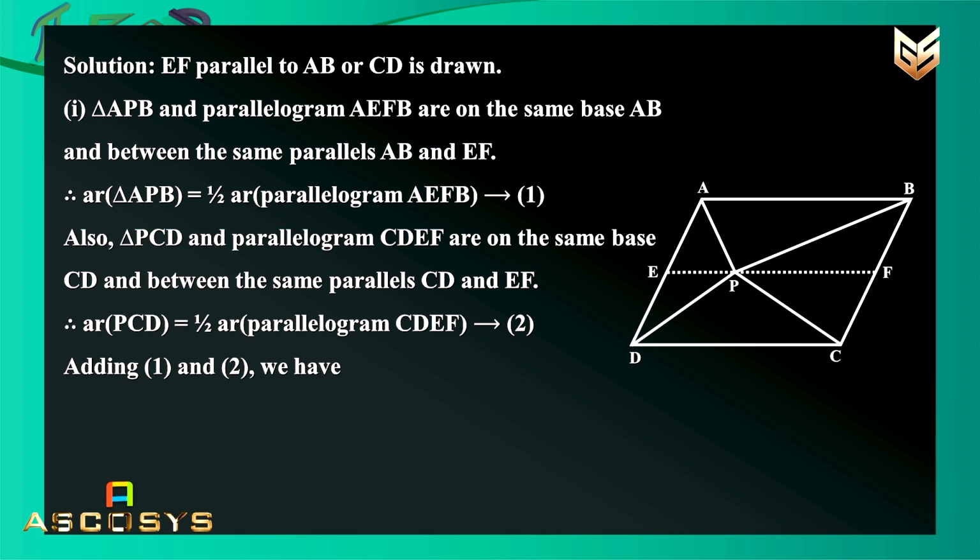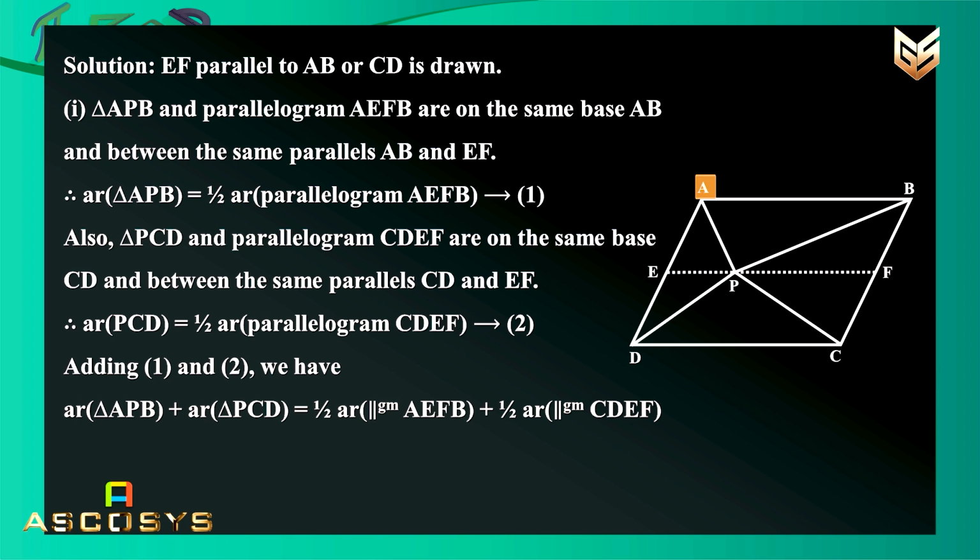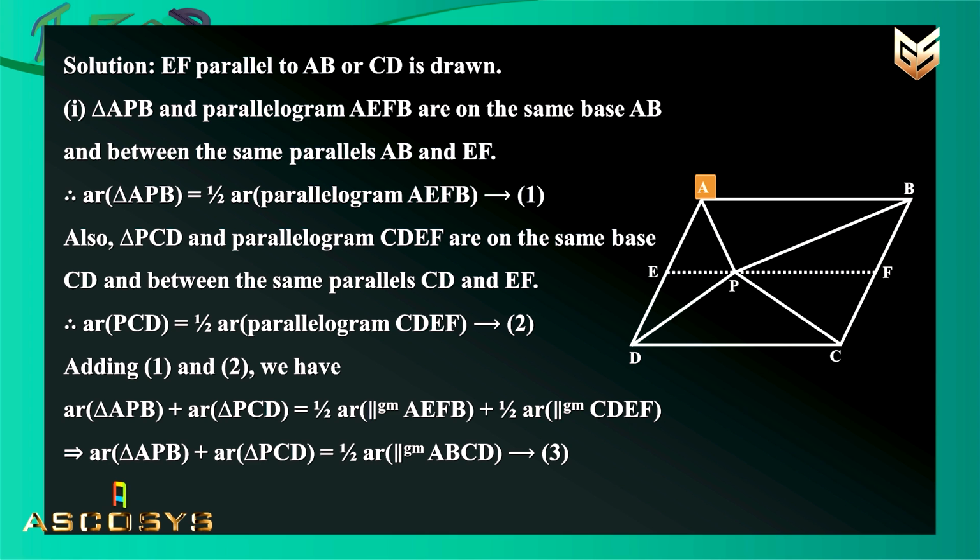Now, adding equation number 1 and equation number 2, we have area of triangle APB plus area of triangle PCD is equal to half of area of AEFB plus half of the area of CDEF, or we can write area of APB plus area of PCD is equal to half of the area of the parallelogram ABCD. We can give it equation number 3.